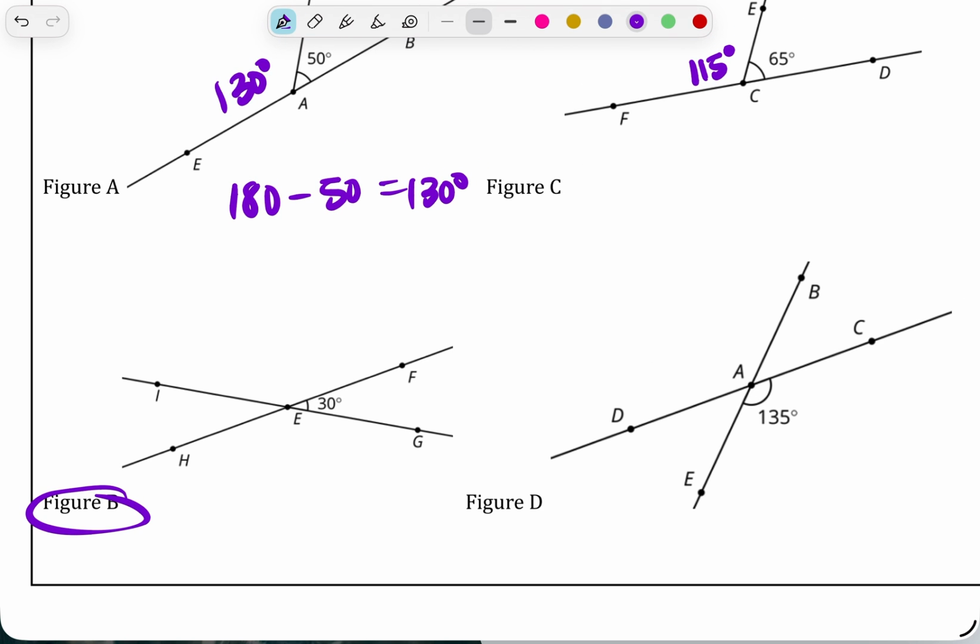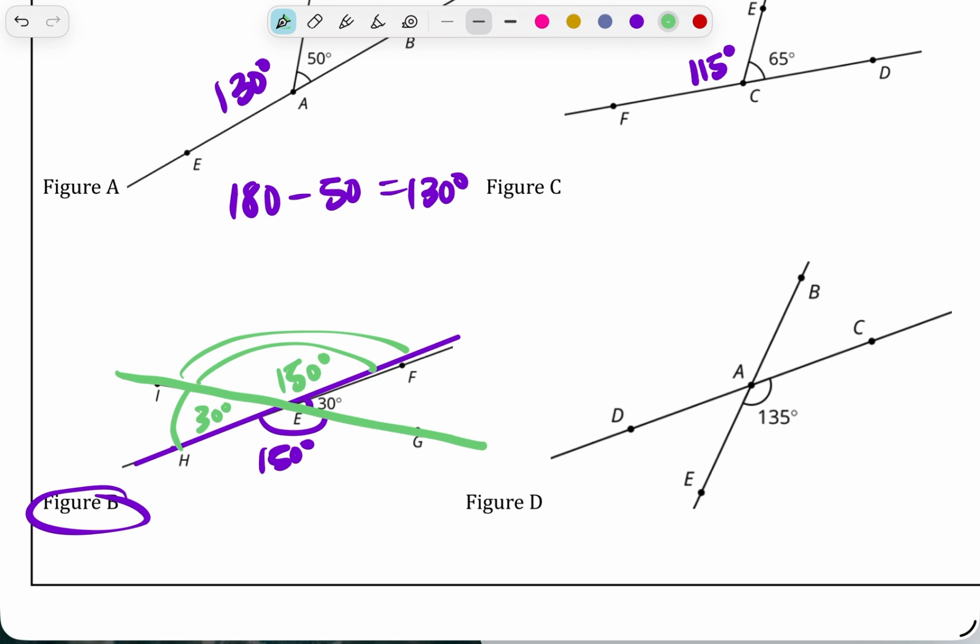And let's look at figure B. So we know that if this angle is 30 degrees, those rays open up to 30 degrees. If we focus on this straight line, we know that angle HEG is 150. And if I look at the supplementary angles this way, 150 plus 30 degrees equals 180 again. And if I go all the way around, I get 150 again. 30 plus 150 degrees is 180.